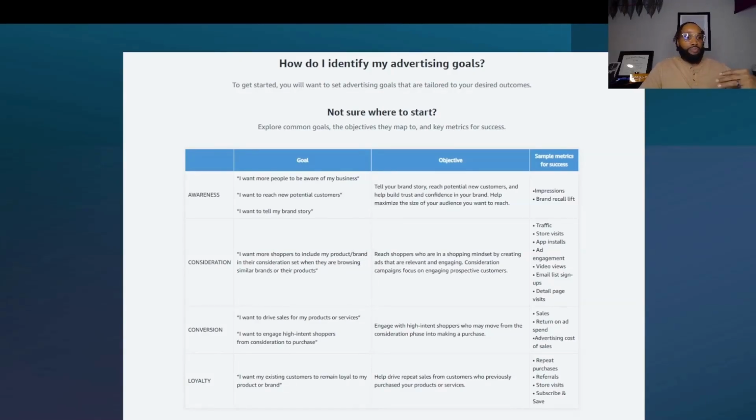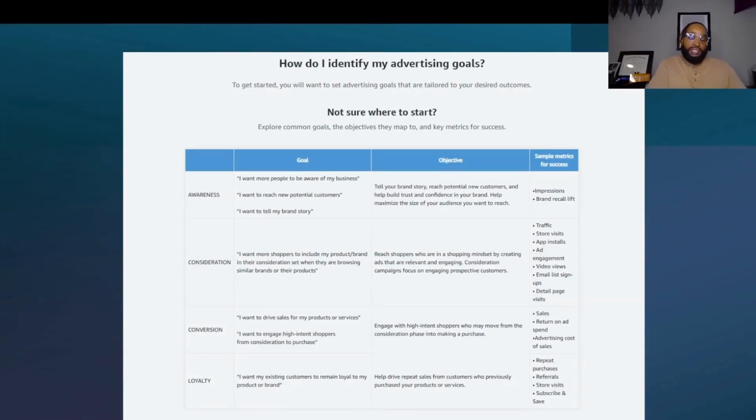Everybody wants to make a sale on Amazon, but sometimes those sales happen at different paces. Sometimes you have to create that awareness for the shopper to let them know, hey, this is who I am. This is my brand. This is my product listing. This is what I have to offer. And then you want to ease them slowly into actually making a purchase.